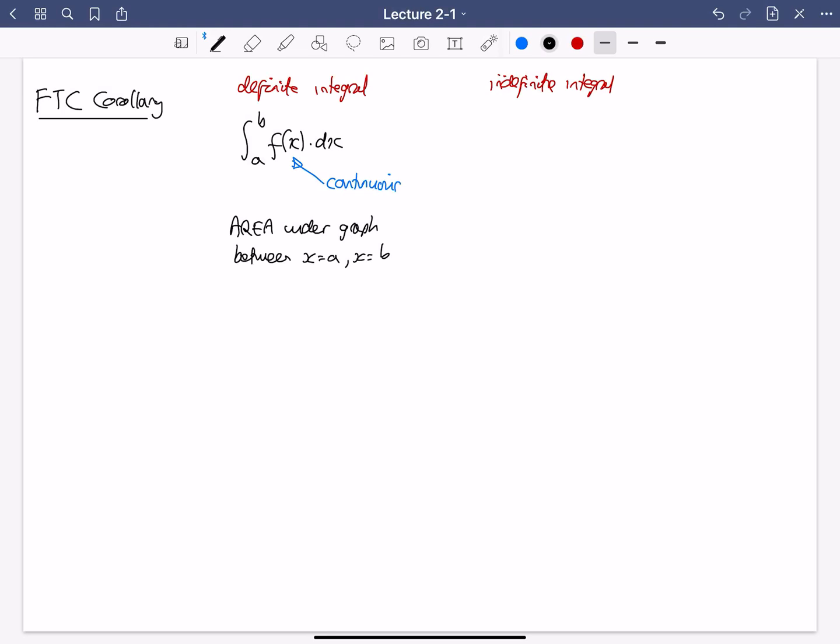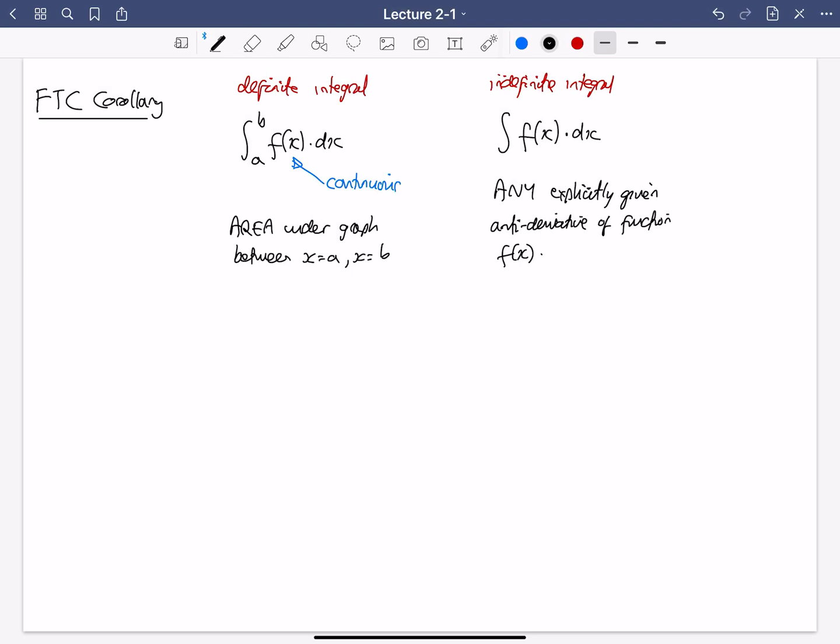Whereas the indefinite integral, that's the thing I simply denote integral f of x dx. So this meant, remember, any explicitly given antiderivative of the function f of x. You really need to know what that antiderivative is for this corollary to be useful. So it's some function of x which, when you differentiate, gives you f of x.